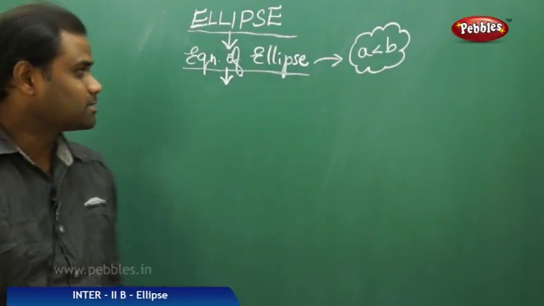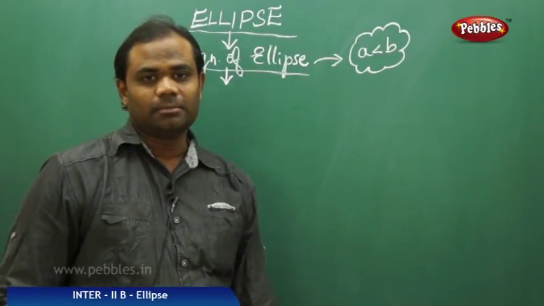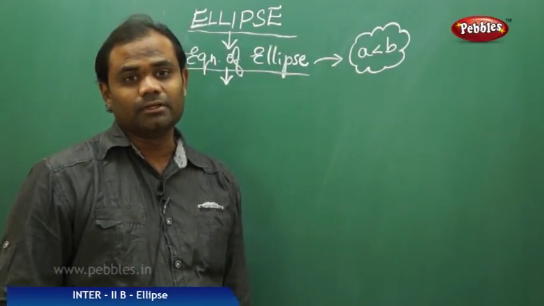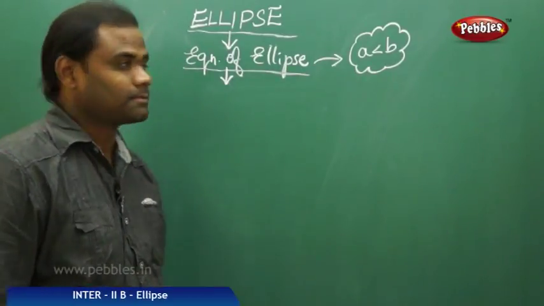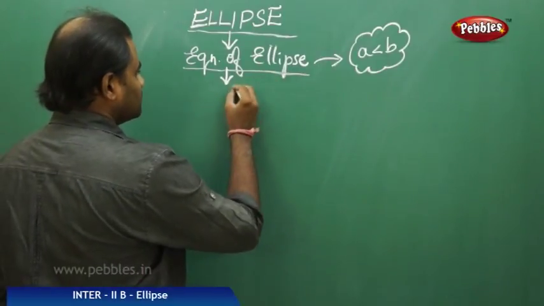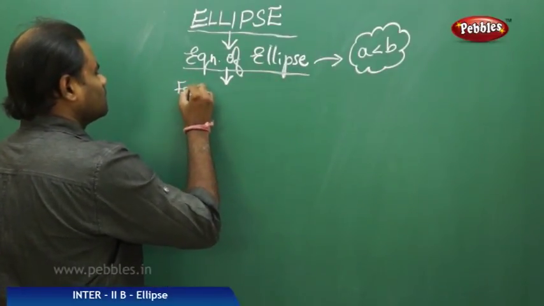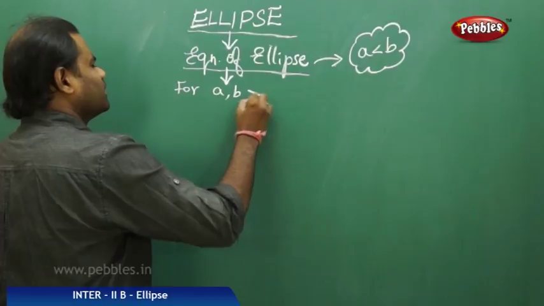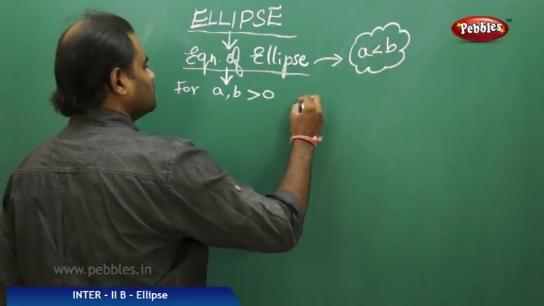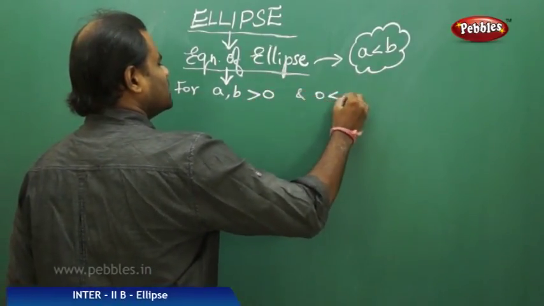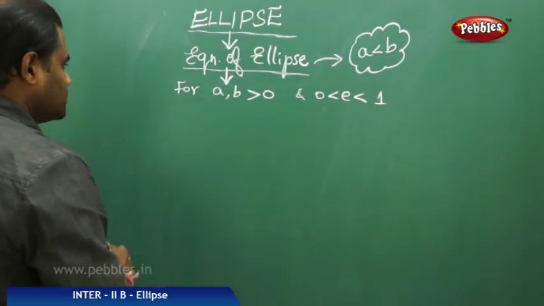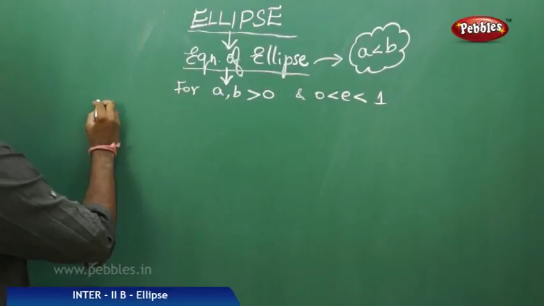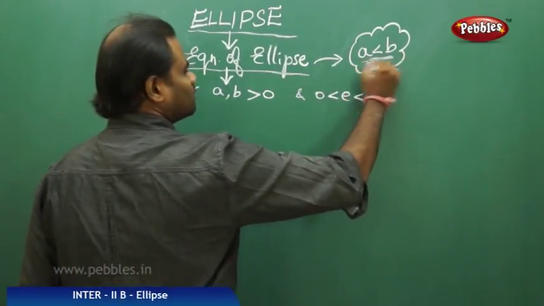Now let's see the case where a is less than b. In the previous case, a is greater than b, so the ellipse was having its major axis along x-axis. So for a less than b, for a, b greater than 0 and 0 less than e less than 1, let's take the case 1 of a less than b.